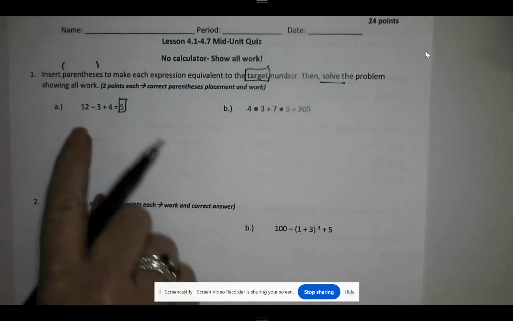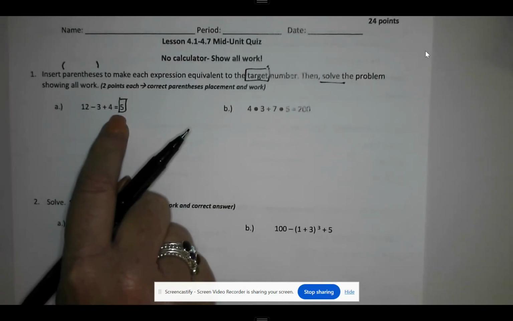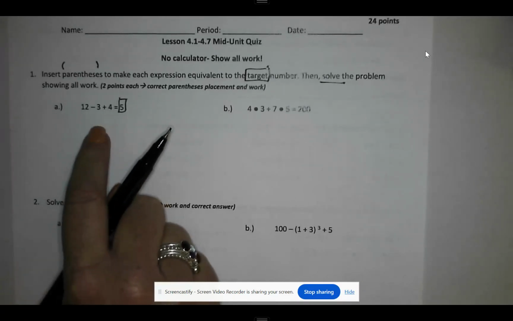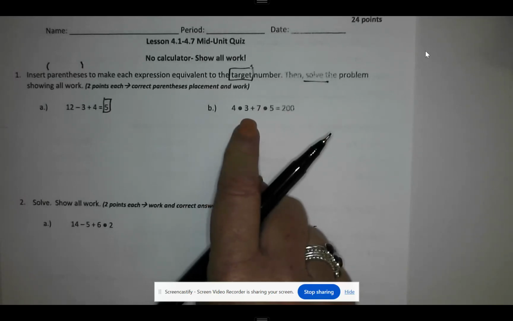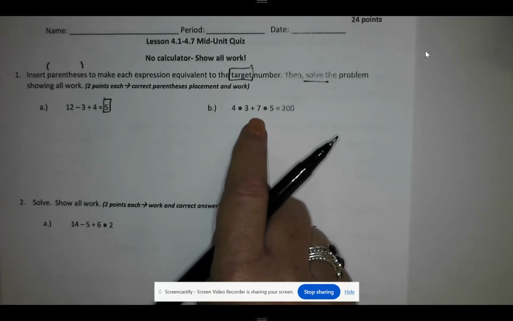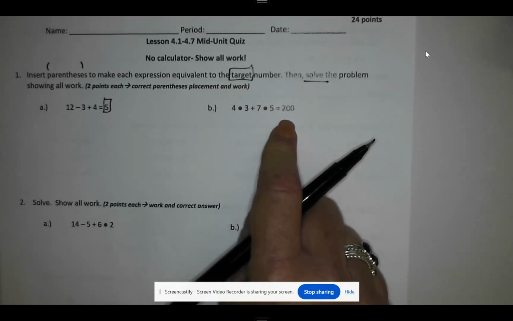So the first one is 12 minus 3 plus 4, and you want that to equal 5. So you'll insert parentheses in order to make that true. Part B is the same. 4 times the quantity, 3 plus 7 times 5, and it needs to equal the target number 200.